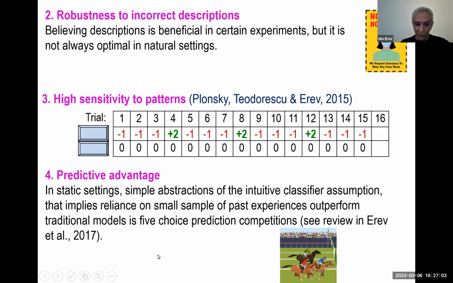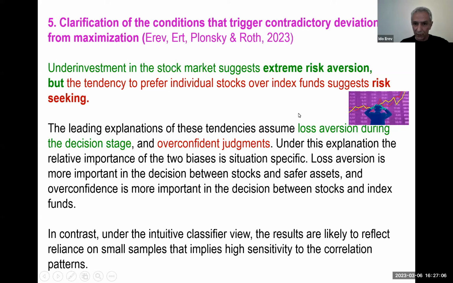The fourth and last advantage that I want to present is from a recent paper, and I want to focus on that paper. This is from a recent paper just accepted for publication in Psychological Review, but it can be found in SSRN. It still has not been published. I think this is an important advantage of the intuitive classifier view over traditional judgment and decision-making research. Traditional judgment and decision-making research tends to explain different empirical phenomena by assuming different biases in different settings.